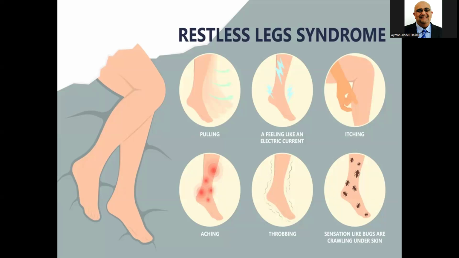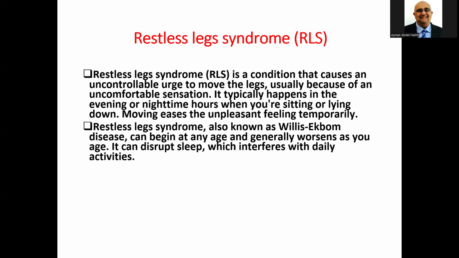Restless leg syndrome happens at night, usually when you go to bed. You start to have this feeling of pulling, feeling like an electrical current in your legs, itching, aching, throbbing, and sometimes a sensation like bugs are crawling under the skin. Restless leg syndrome is a condition that causes an uncontrollable urge to move the legs, usually because of an uncomfortable sensation. It typically happens in the evening or nighttime hours when you're sitting or lying down. Moving eases the unpleasant feeling temporarily. Restless leg syndrome, also known as Willis-Ekbom disease, can begin at any age and generally worsens as you age. It can disrupt sleep, which interferes with daily activities.